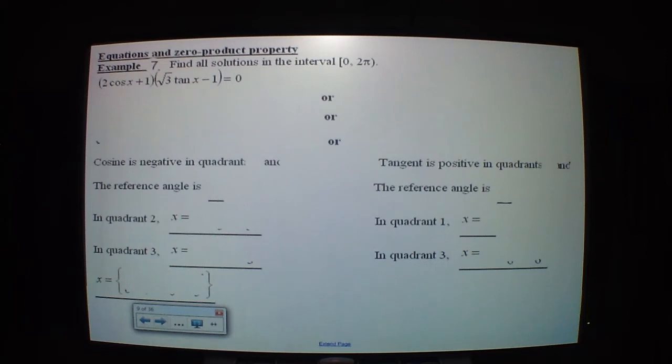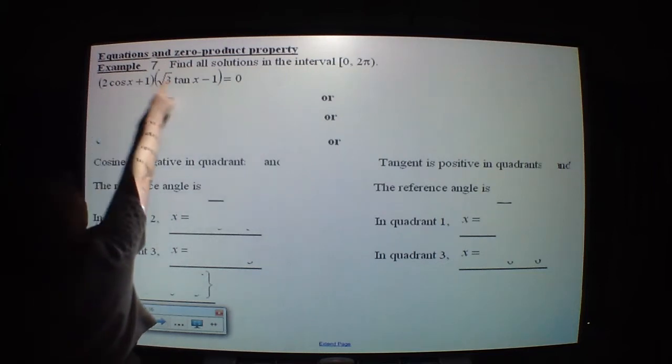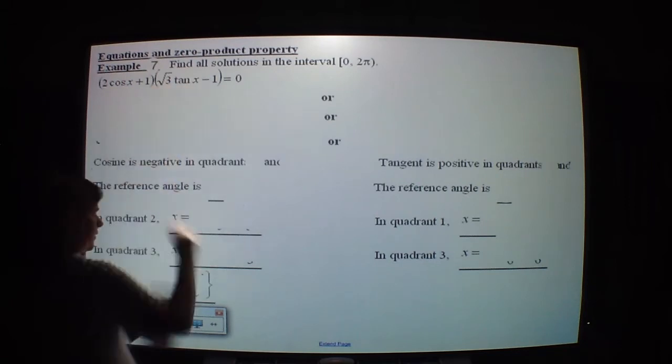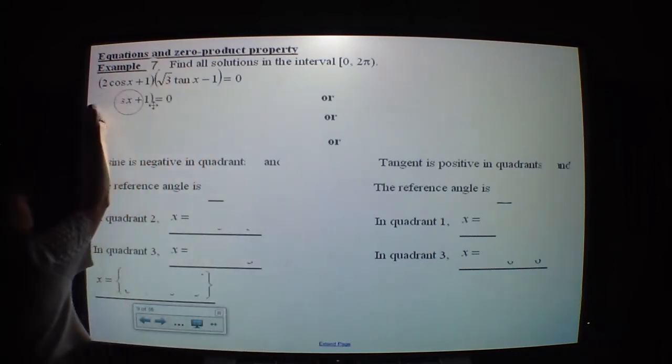Zero product property. Want to find all the solutions between 0 and 2 pi. We actually did one like this on the worksheet that we did. We had one that we factored, and then when we factored it, we did this zero product. Remember, two things multiplied together equals 0. Either the first one has to equal 0 or the second one. So that's what I'm solving.